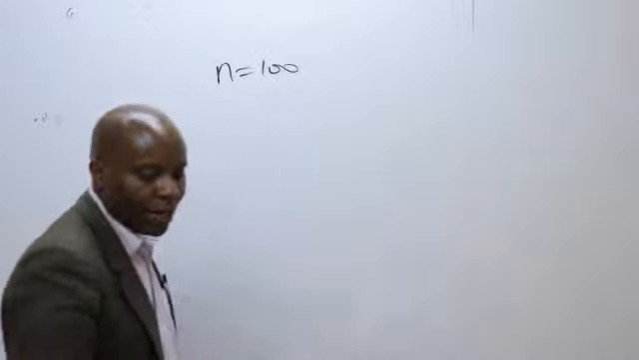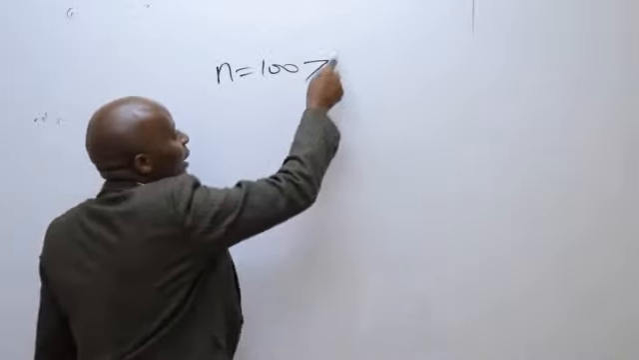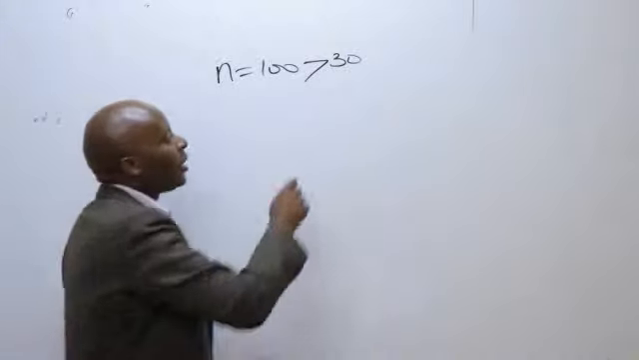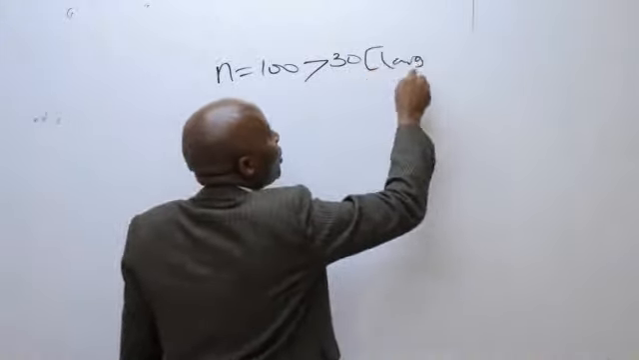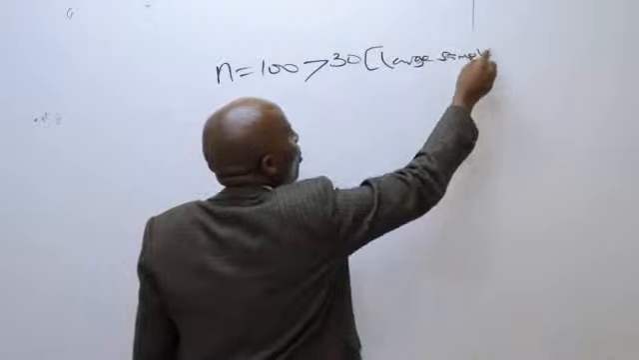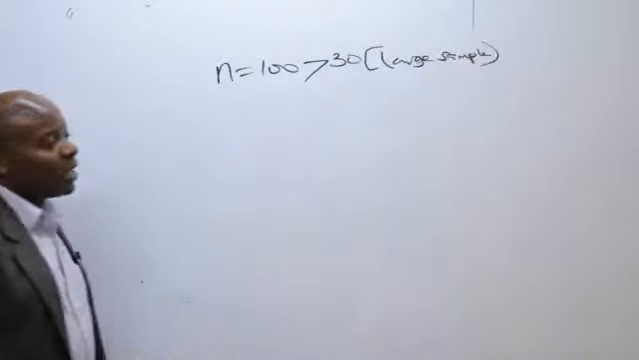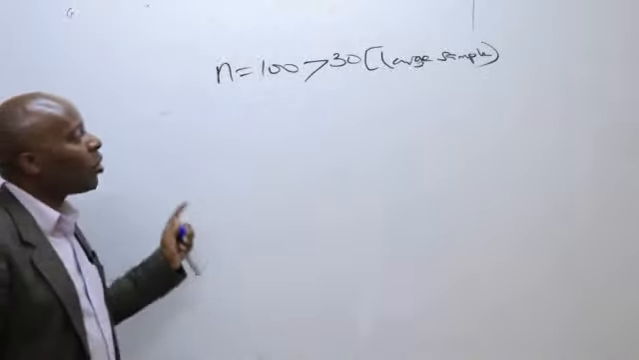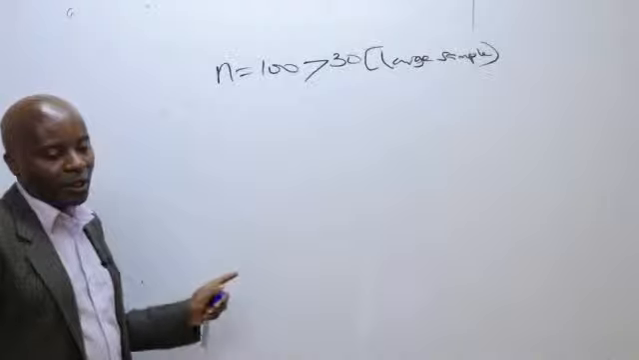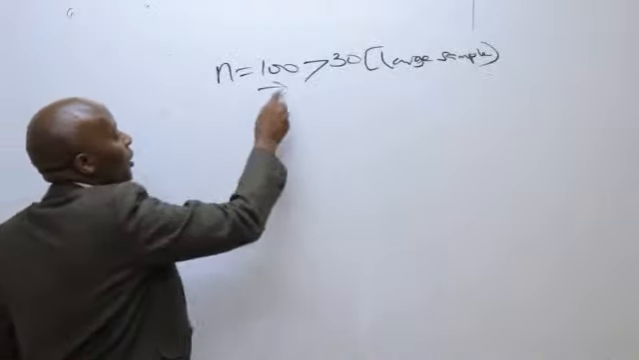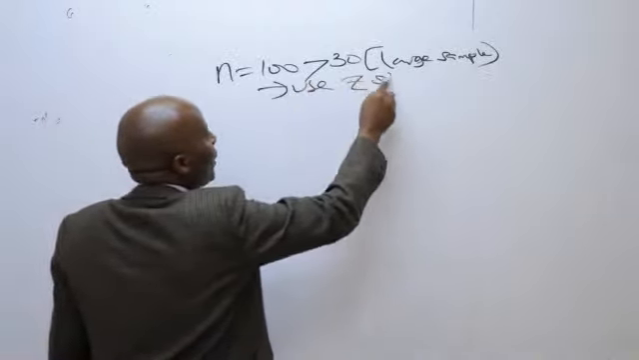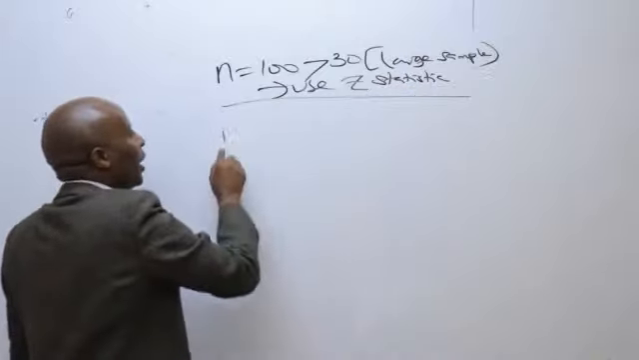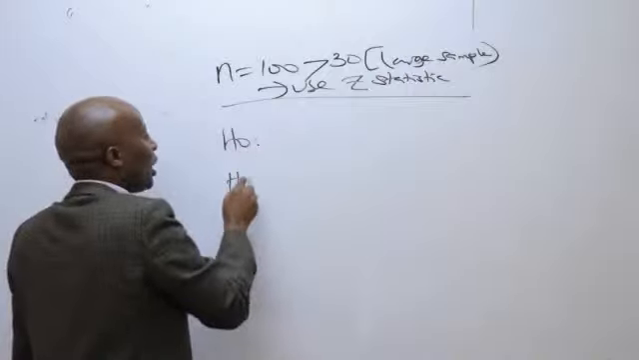If n is 100, we know our benchmark is 30, so it means that this is more than 30. Again, we are dealing with a large sample, and if that is the case, I know that calls for a Z statistic. So here, use the Z statistic and leave it at that, and then come and say H0, come and say H1.